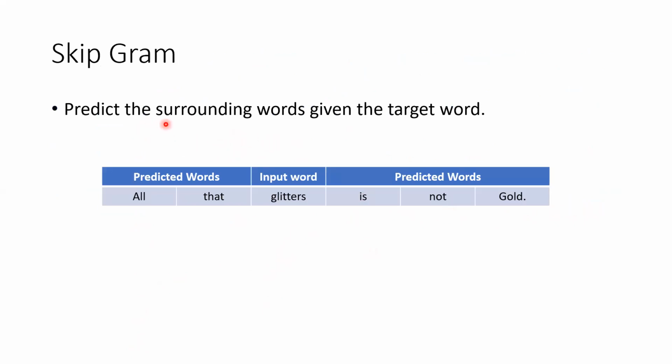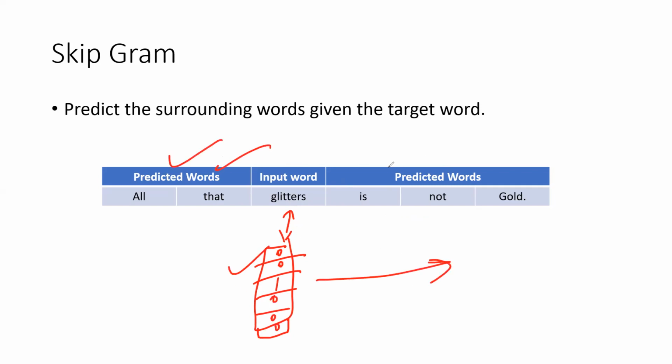Obviously we know that it predicts the surrounding words given the target word. So what happens in the skip gram is, we have only this as the input, and we have to predict the surrounding words. All that is not gold are the surrounding words. You have to predict that given only one single word. So this is how things should be. This will have some one hot encoding vector. So let's say there are a total of 6 words. Let's say this is my one hot encoding vector of this one, 001000. So this will be the input, and the output will depend on how many predictions you want.